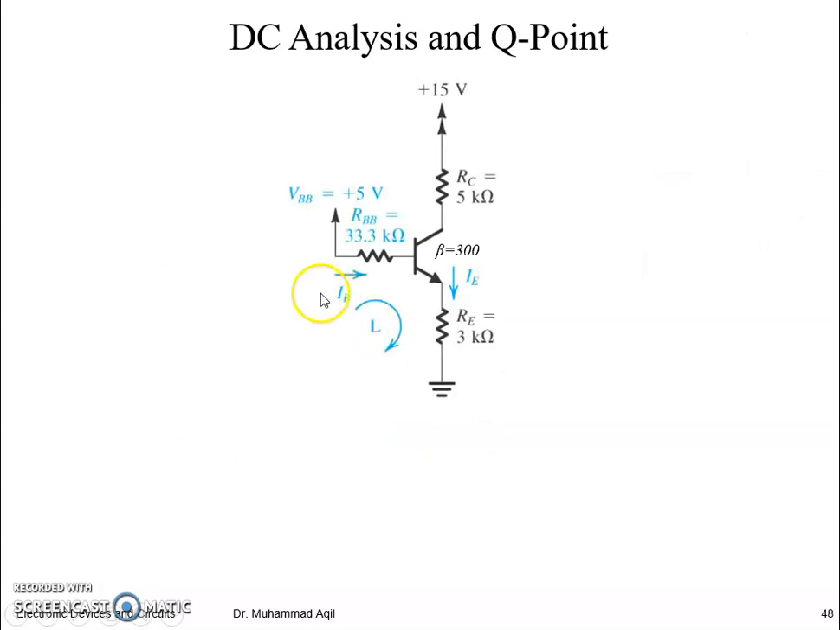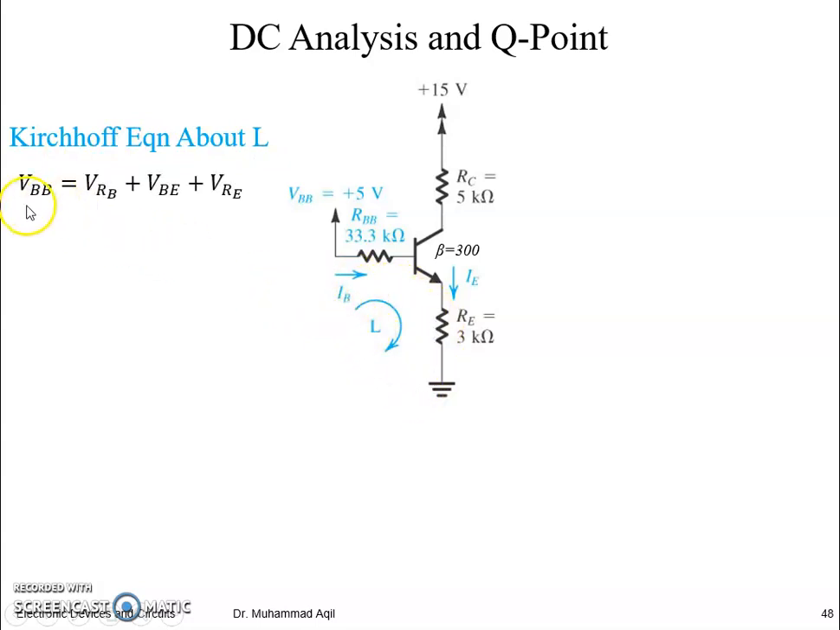So to analyze this circuit, we have to find the voltage loop equation of this loop and this loop. If we call this loop L, we can write the Kirchhoff's equation about this loop L, which will be equal to the VBB, VRB, the voltage across this resistance, and then the voltage at these two terminals that are present in this loop, base and emitter, so we can name it as VBE, and then the voltage across RE.